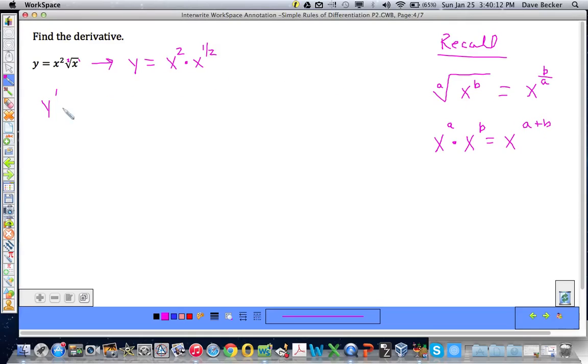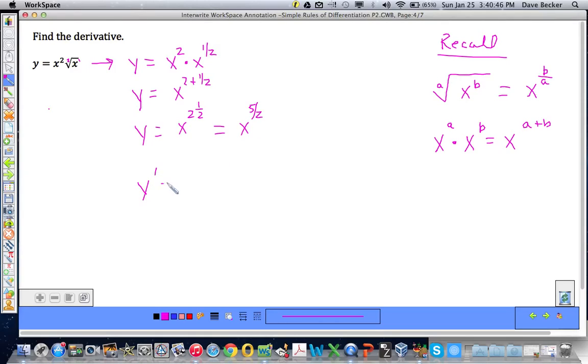So y is then going to equal, let me get this out of the way. If I simplify this, y equals x to the 2 plus 1/2. So y equals x to the 2.5. Now in calculus, we prefer to use fractions and not mixed numbers. So this would be x to the 2.5 written as a fraction is 5/2. So x to the 5/2. 2 times 2 is 4 plus 1 is 5. So we're going to take the derivative of x to the 5/2.